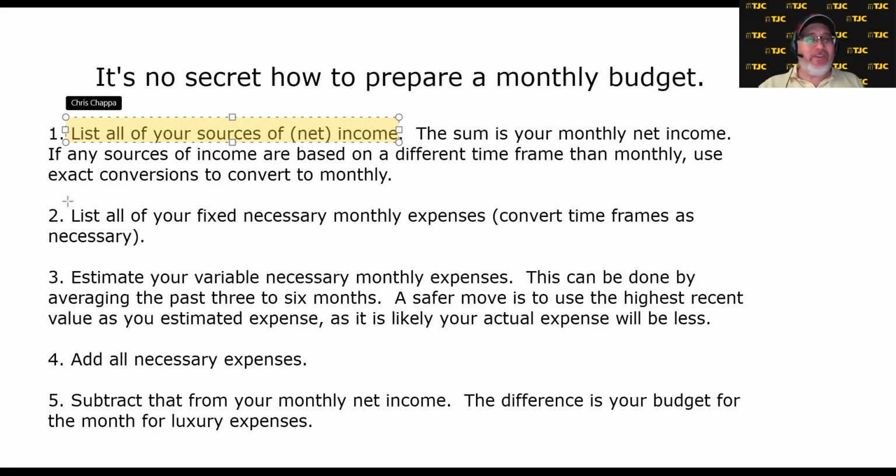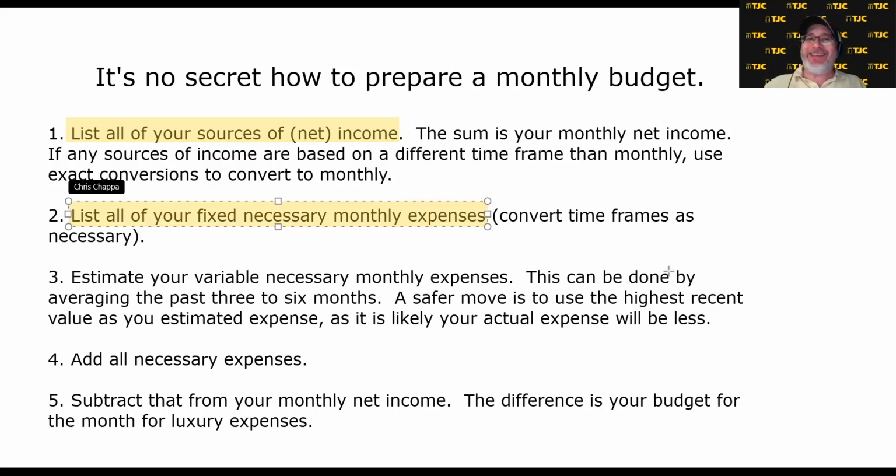Your second move is to list all of your fixed necessary monthly expenses. Again, convert timeframes as necessary. If it's not a monthly expense, convert it to its monthly equivalent. Step 3, estimate your variable monthly expenses.